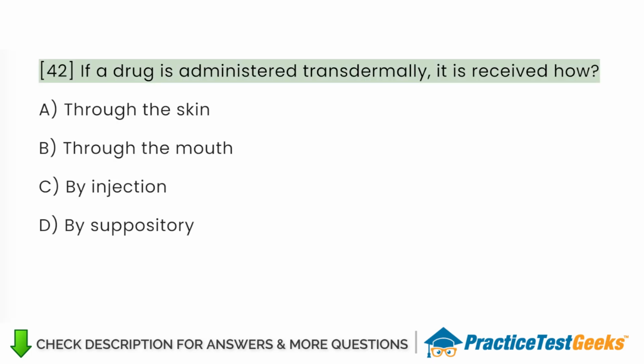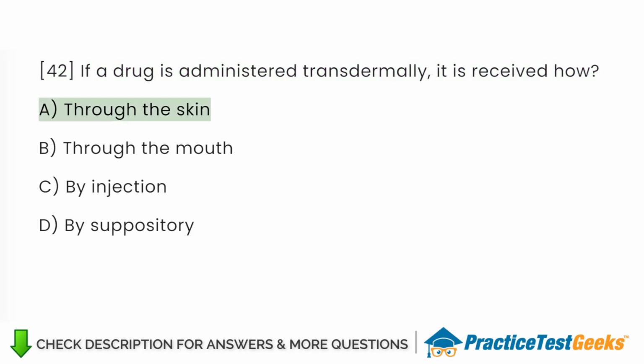If a drug is administered transdermally, it is received how? A. Through the skin. B. Through the mouth. C. By injection. D. By suppository.